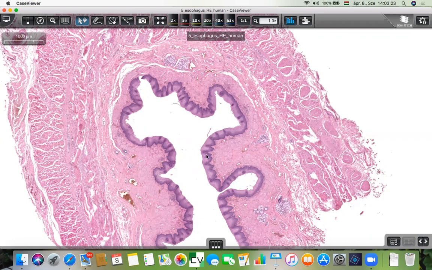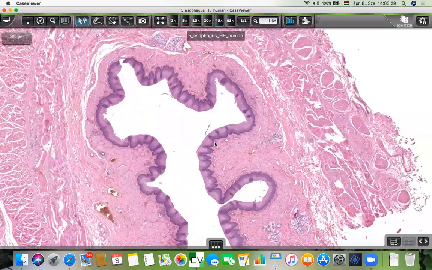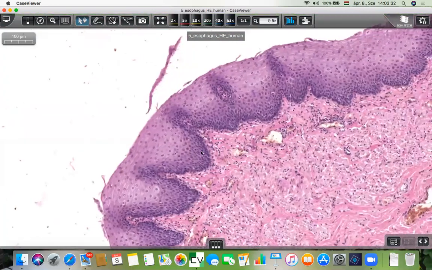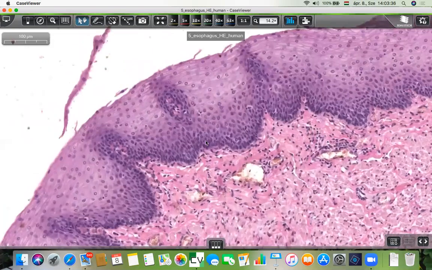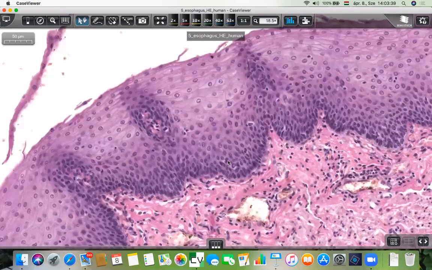So the tunica mucosa is the first layer. This darkly stained thick area represents the typical layers of the stratified non-keratinized squamous epithelium. So here we have the stratum basale cells, then stratum spinosum or polygonale cells, and stratum planocellulare. So it's a typical stratified non-keratinized squamous epithelium.